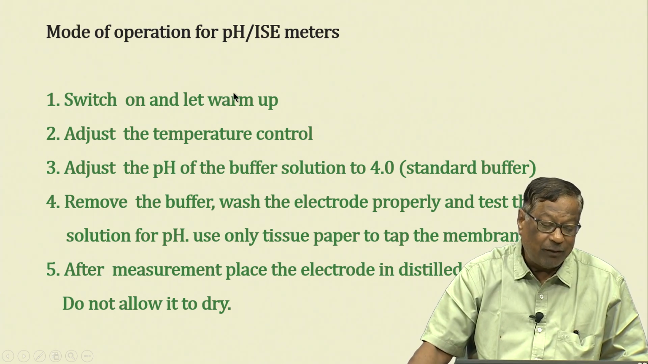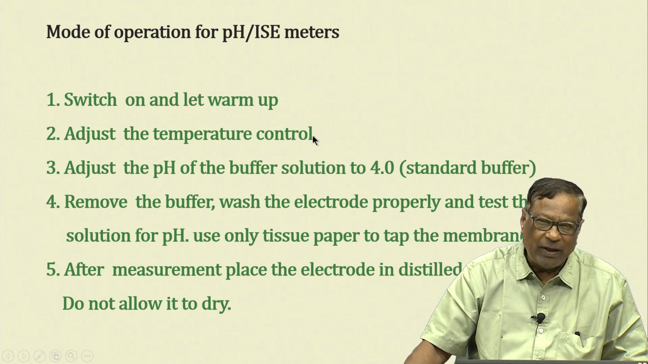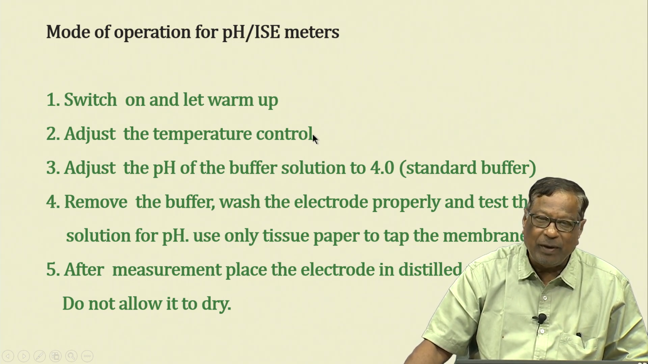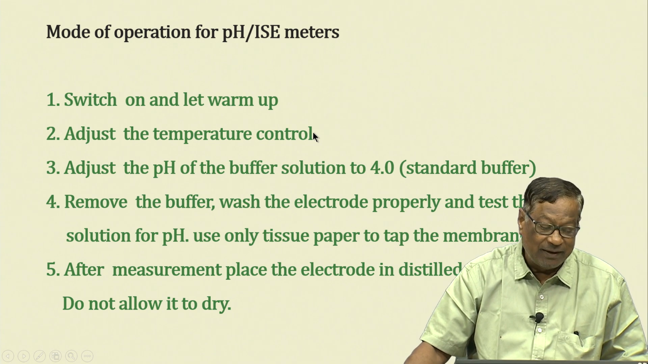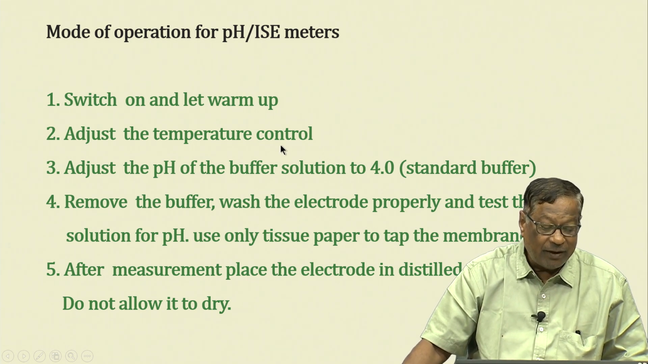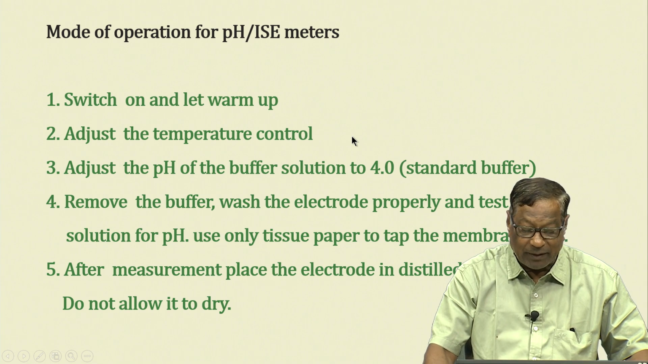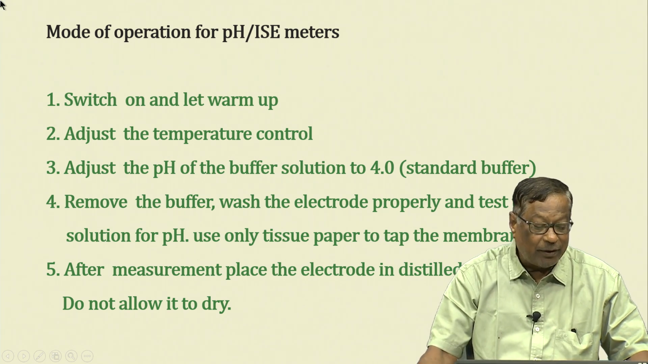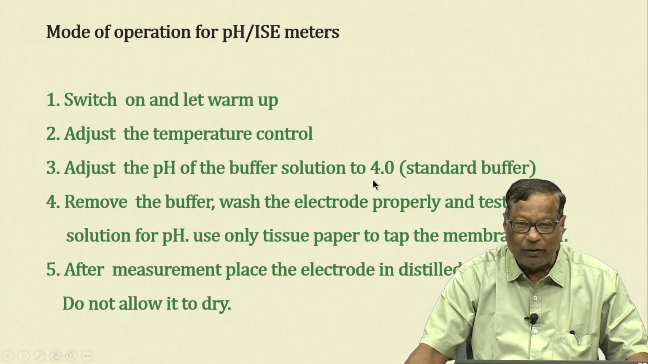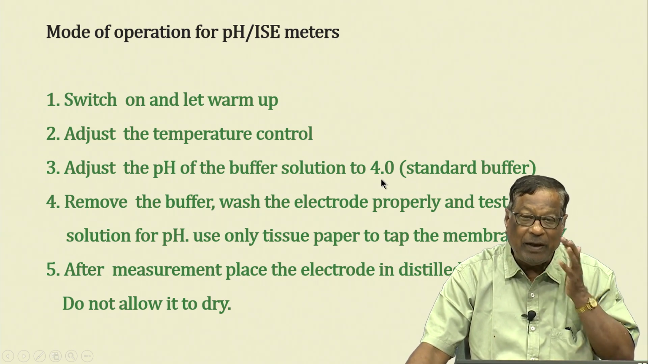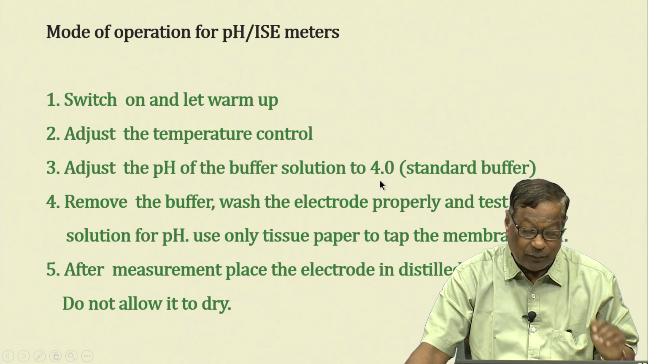Switch it on and let it warm up, and adjust the temperature control to the temperature of the day. Maybe in India approximately 25 degrees centigrade should be ideal, maybe 30. 27 is also okay, 27 is average in India. After setting the temperature control, you have to adjust the pH of the buffer solution to 4 and adjust the meter to read pH 4.